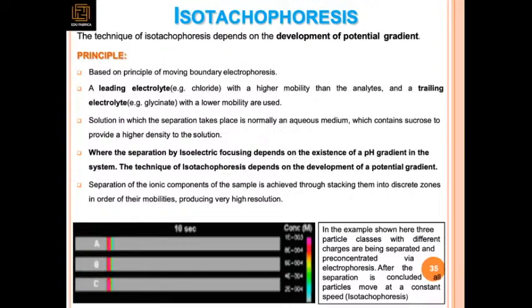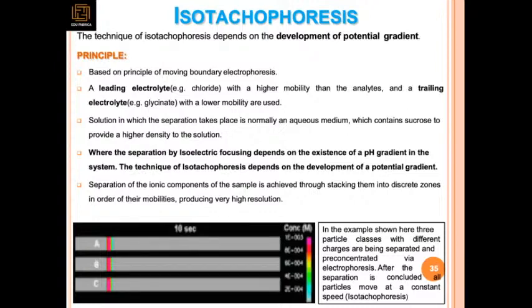The solution in which separation takes place is normally an aqueous medium which contains sucrose to provide a higher density to the solution. The separation in isoelectric focusing, which we discussed yesterday, depends upon the pH gradient, how much pH your system has, and the technique of isotachophoresis depends upon the development of a potential gradient.